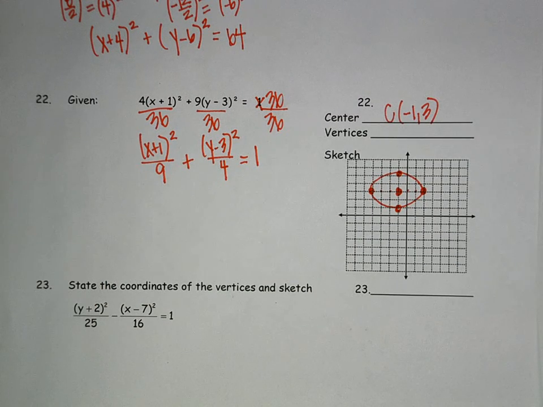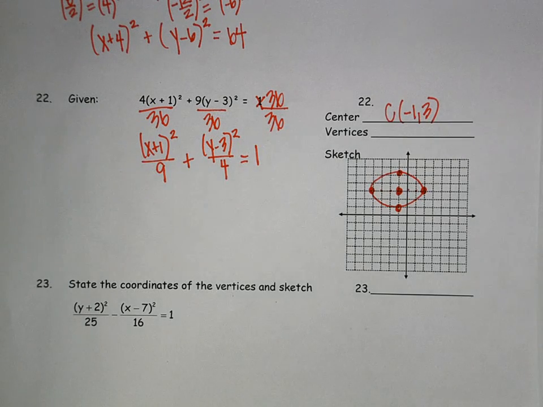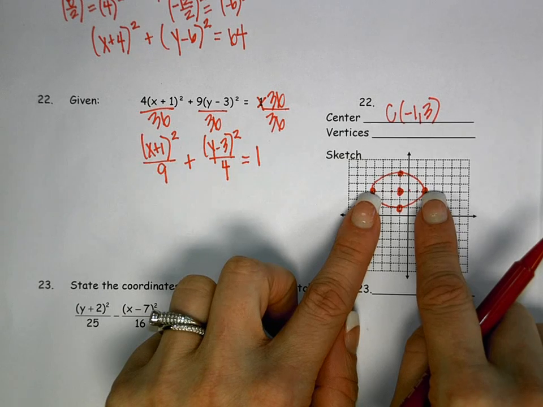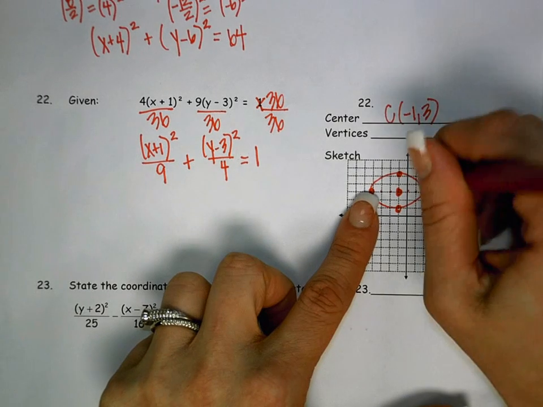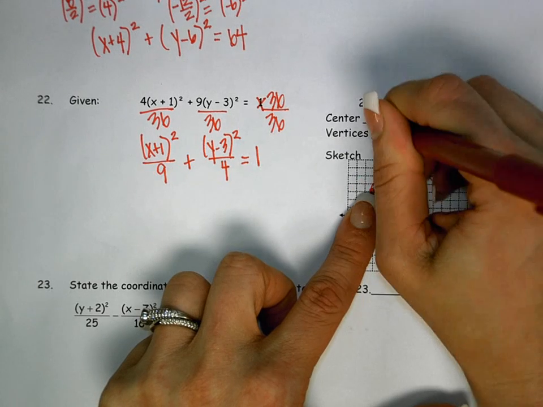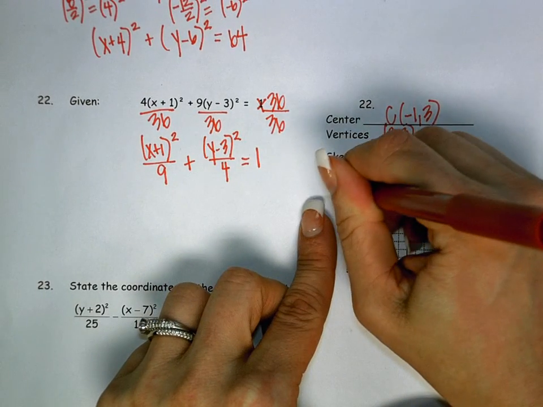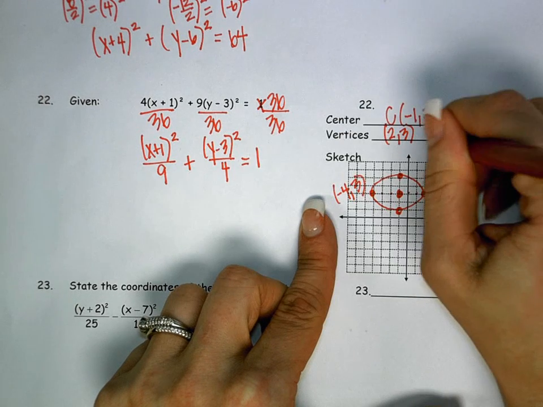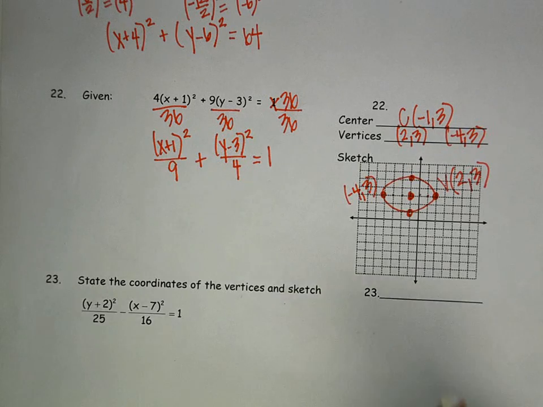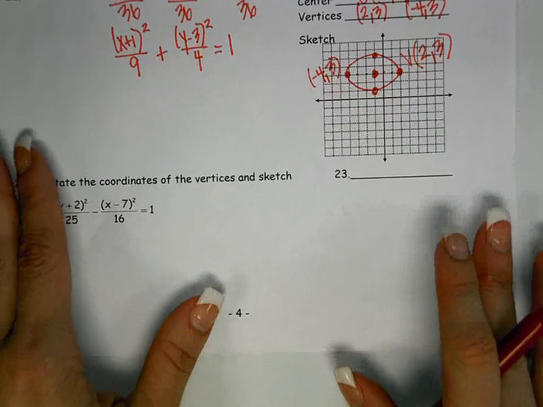Okay, then here, the vertices are not the positive ones, but on an ellipse, the vertices are the ones that are farther apart. So this is the major axis because it's a bigger axis, it's a bigger distance. So these are your vertices. This vertex is at 2, 3. So one of them is 2, 3. If you count this over here, it's -4, 3. Okay, so 2, 3, and -4, 3. And then the last one, state the coordinates of the vertices and sketch.